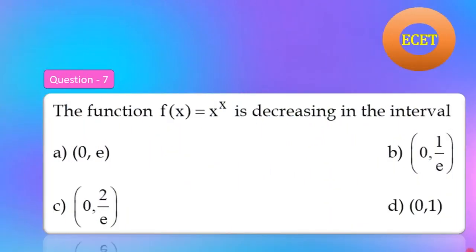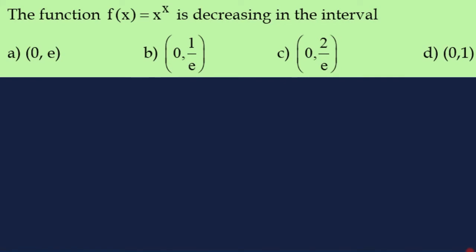Dear students, see the question number 7. Read the question and write it. The question is, the function f of x is equal to x power x is decreasing in the interval. Options are 0, e, 0, 1 by e, 0, 2 by e, 0, 1.